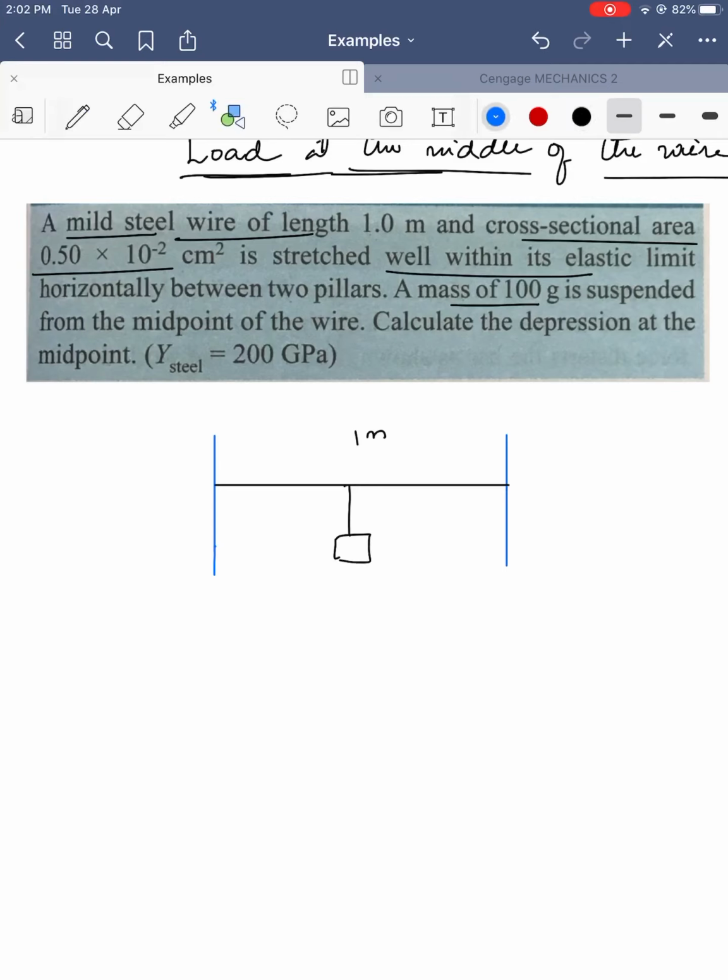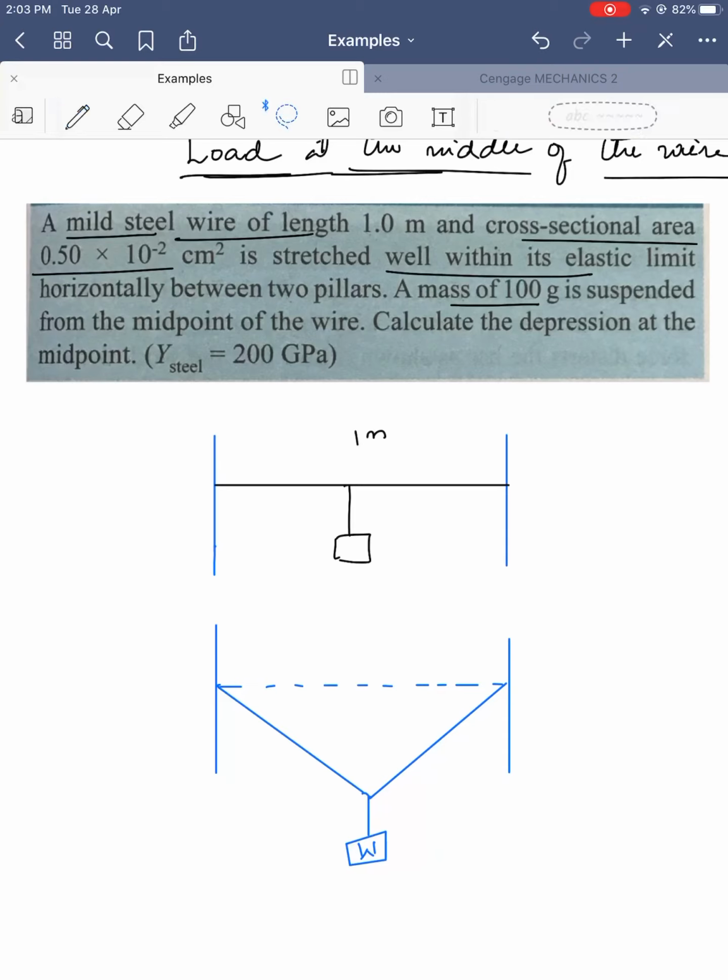Obviously the shape of the wire is going to change. Initially it was straight, now it is going to bend. The depression will be at the middle, and there is a load in the downward direction. How much is the load? 100 grams. I'm just doing this as a generalized example, so I'm not going to do the calculation part. Let me change the color for these sections.